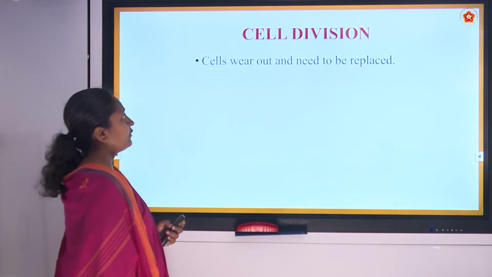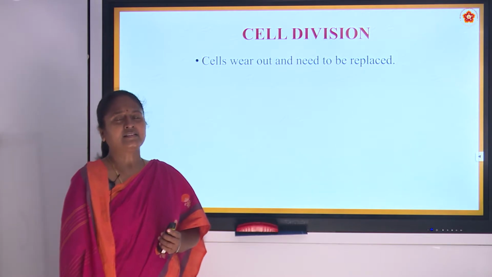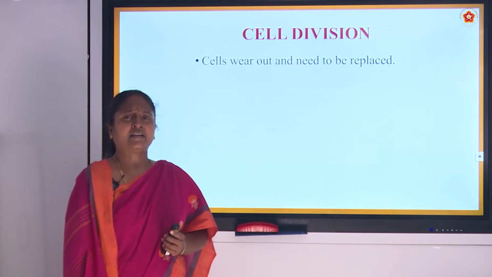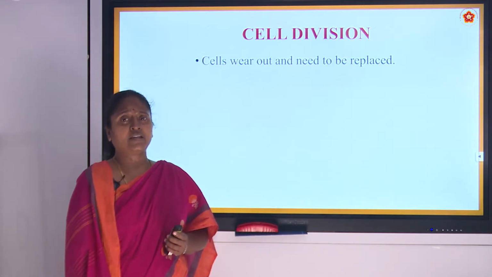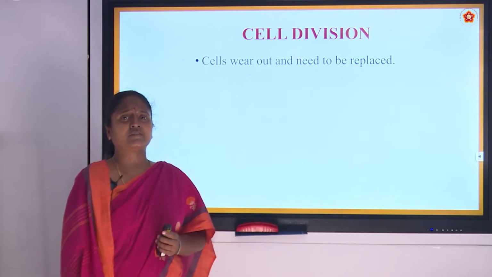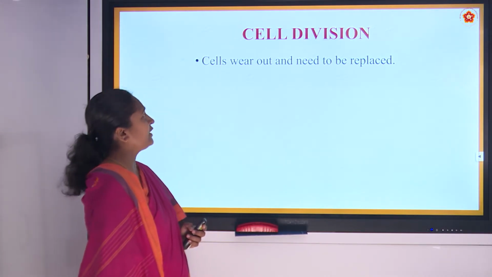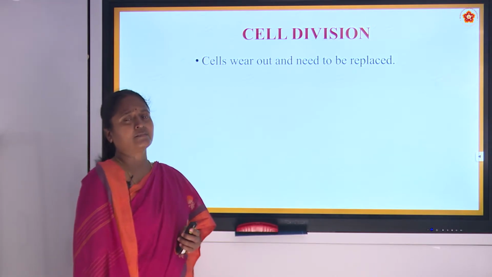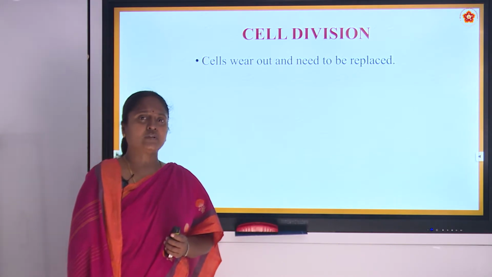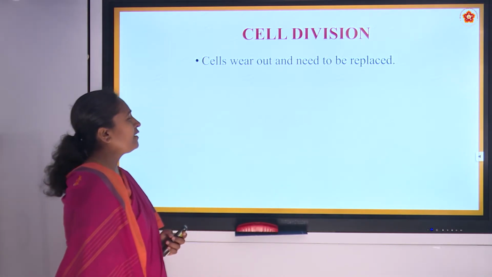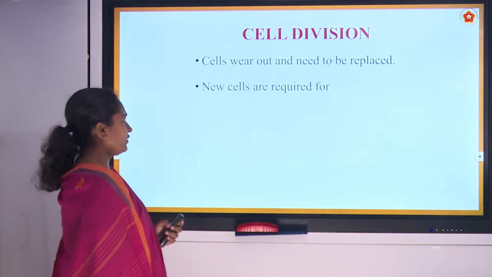The cells wear out and need to be replaced. What do you understand from that? The cells are getting damaged, right? We are growing and naturally some of these old cells have to go out. So this wear and tear mechanism is very common in any living organism. Whatever cell is damaged or getting old has to get replaced. That is the major event which is happening in cell division.